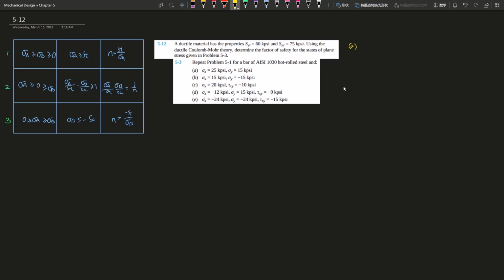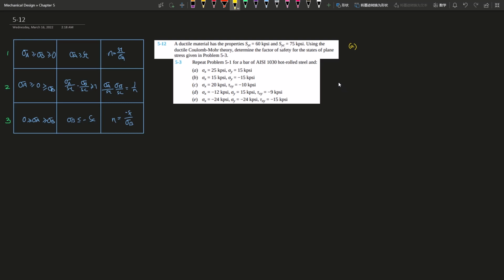Alright, so question 5-12: a ductile material has a tensile yield stress of 60 kpsi, and in compression it is 75 kpsi. Using the ductile Coulomb-Mohr theory, determine the factor of safety for the states of plane stress given in problem 5-3, shown below.